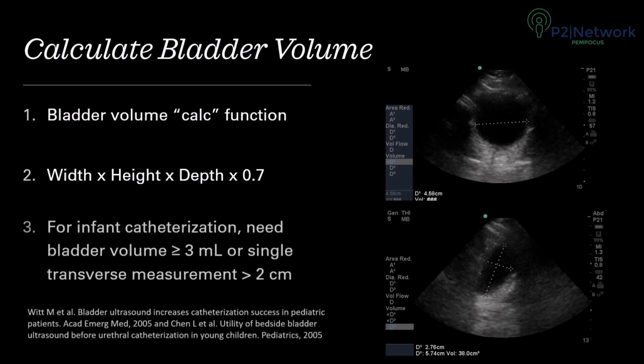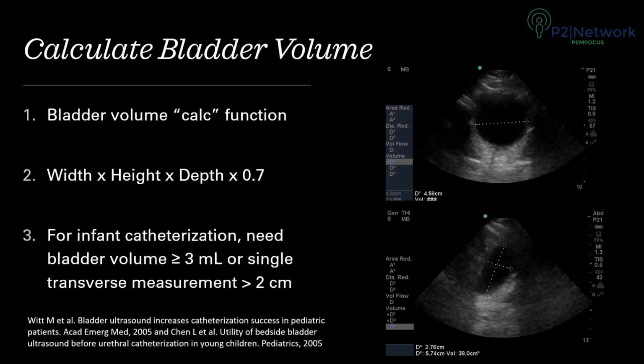Specifically for infants who are undergoing bladder catheterization, there is excellent literature to support volumetric bladder ultrasound before you do this procedure. This can decrease rates of dry cath significantly. A bladder volume of 3 mL is sufficient to successfully collect 2 mL of urine from an infant for urinalysis and culture. Another study also found that rather than calculating the full bladder volume, a single transverse bladder width measurement of at least 2 centimeters was sufficient to collect enough urine for testing.